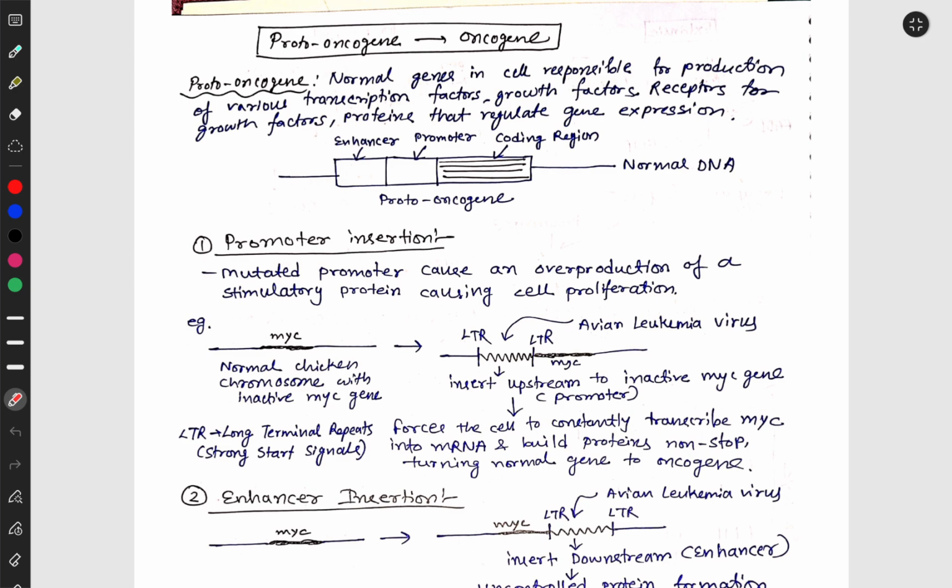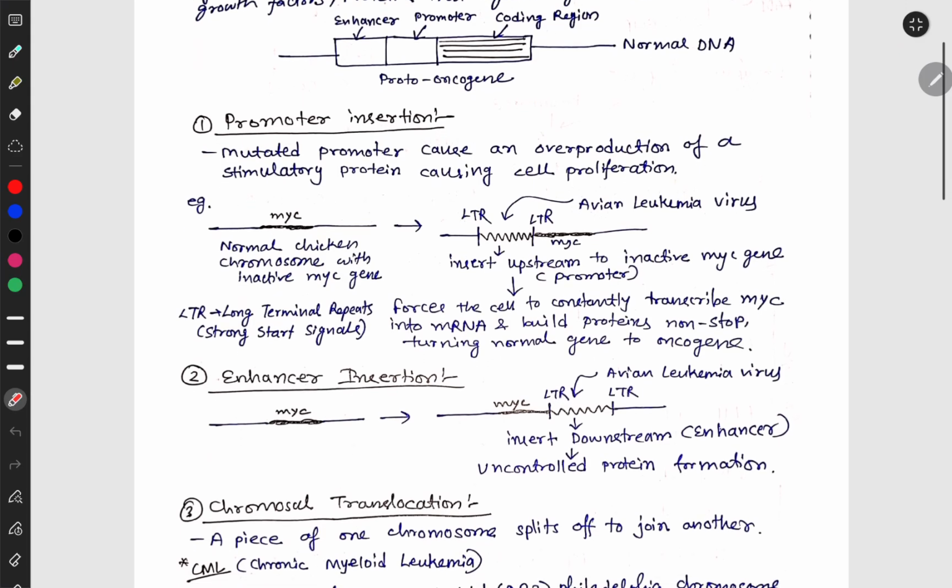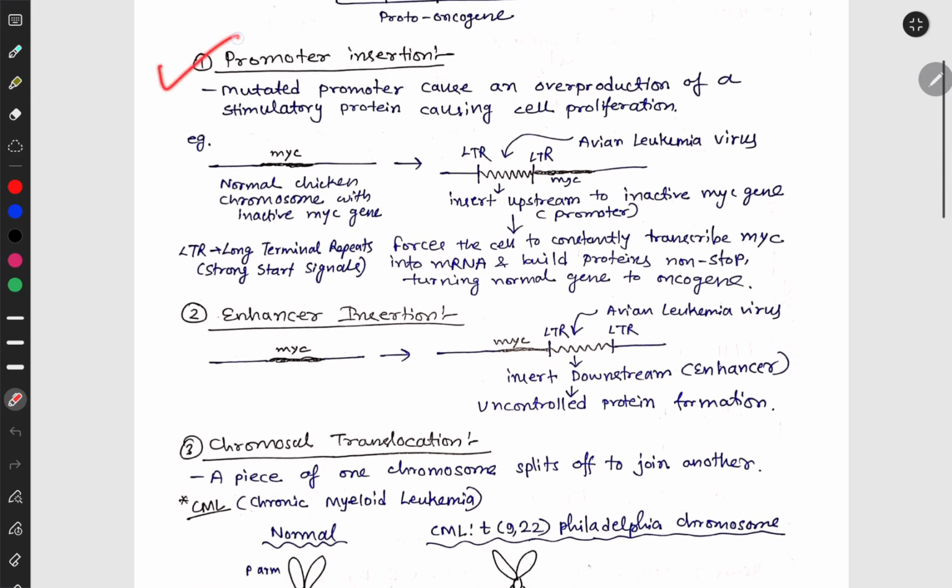So now we are going to discuss the process of conversion of proto-oncogene to oncogene. This is done by 5 processes. The first process is the promoter insertion, where in the promoter region there is a mutation. So the mutated promoter causes an overproduction of a stimulatory protein causing cell proliferation. For example, suppose this is a normal chicken chromosome, which has an inactive MYC gene. So this is a normal chromosome containing a normal MYC gene.